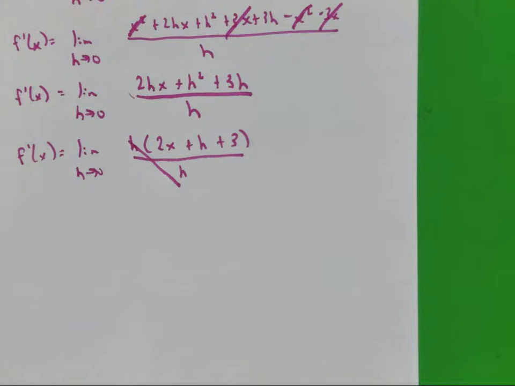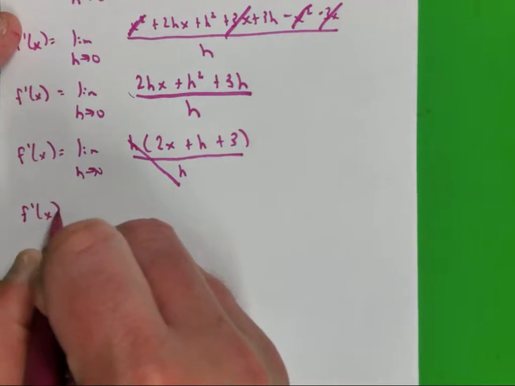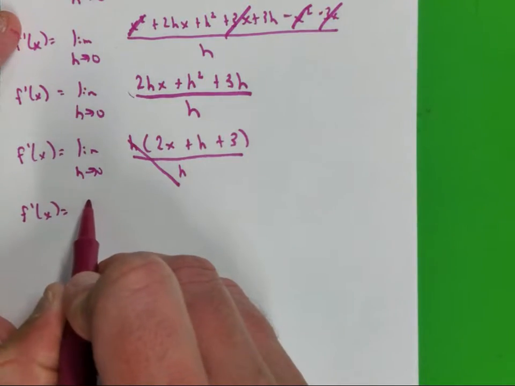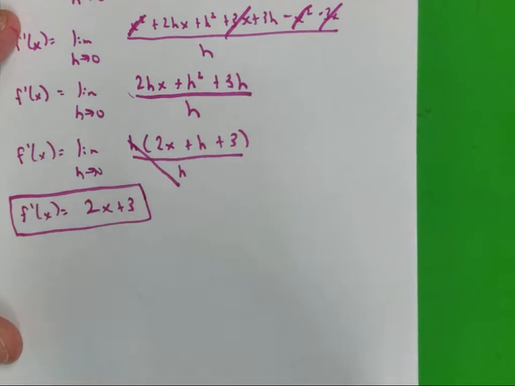So, f prime of x equals, I plug 0 in, I get 2x plus 3. That is my derivative. Calculus is based on limits and derivatives. First chapter is limits, second chapter is derivatives. And then you use it throughout the whole three calculuses.